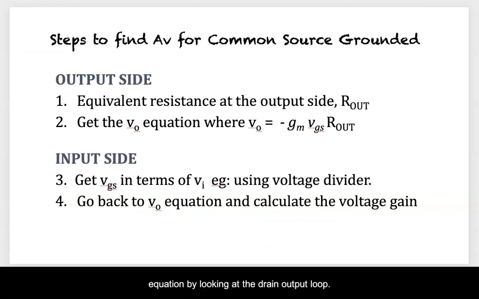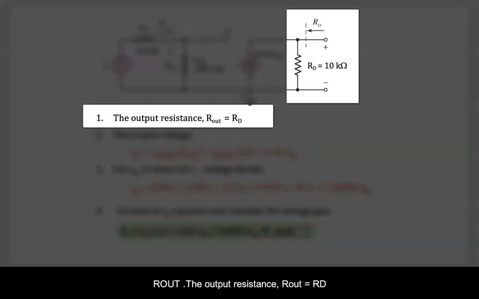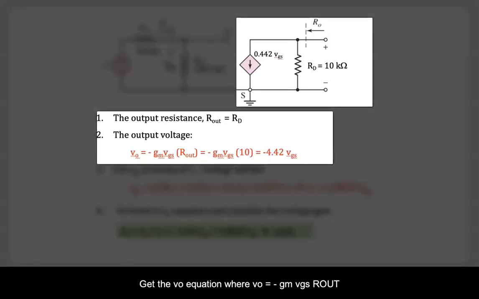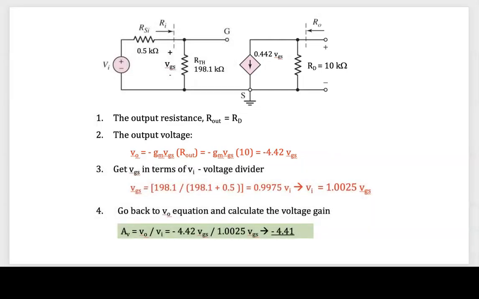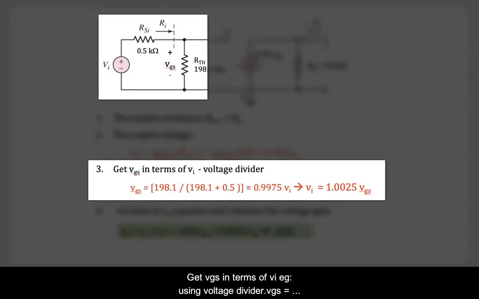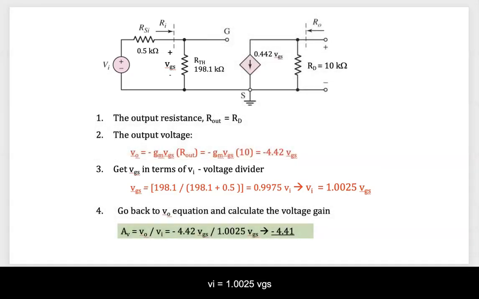Now we start to find the Vout equation by looking at the drain output loop. The equivalent resistance at the output side, Rout, is equal to RD. Then we write the Vout equation where Vout is equal to minus GM VGS times Rout. Next, we get VGS in terms of Vin. By using voltage divider, VGS will be equal to 198.1 over 198.1 plus 0.5, and this is equal to 0.9975 Vin. Hence, Vin is equal to 1.0025 VGS. Finally, we go back to the Vout equation and calculate the voltage gain AV. AV is equal to Vout over Vin, and this is equal to minus 4.42 VGS over 1.0025 VGS. And finally, we get AV is equal to minus 4.41.